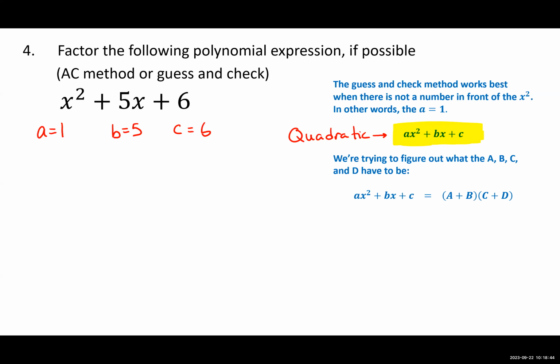The only restriction is that a can't be 0, because if the a is 0, then the x squared disappears because it's 0 times x squared. So b and c could be any number: positives, negatives, fractions, decimals, square roots, any real number. The a could be any real number as well, except 0.